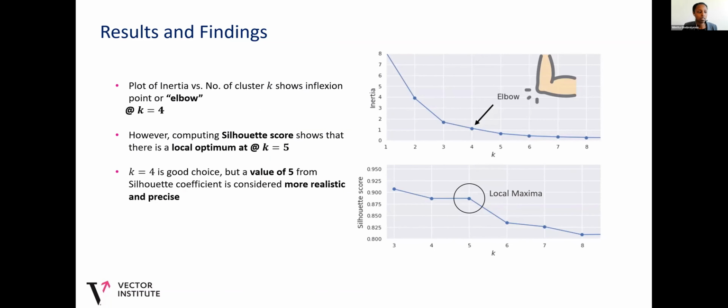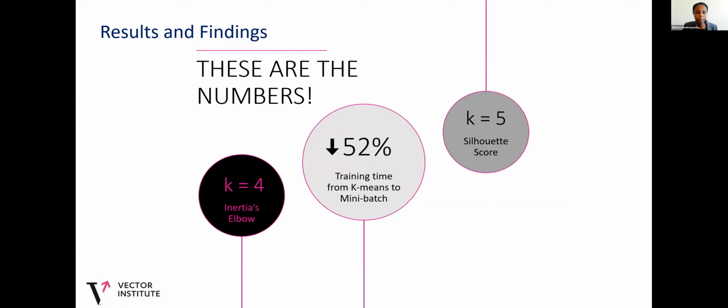I also did an analysis for finding a better value of k, which is looking at the elbow technique as well as the silhouette score. For the silhouette score, we found a local maxima of k equals 5.